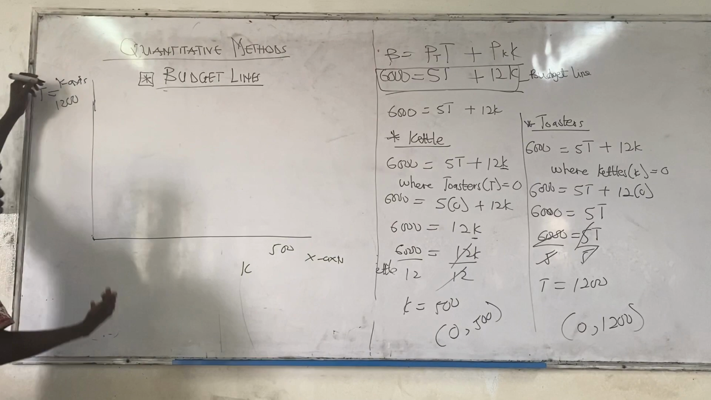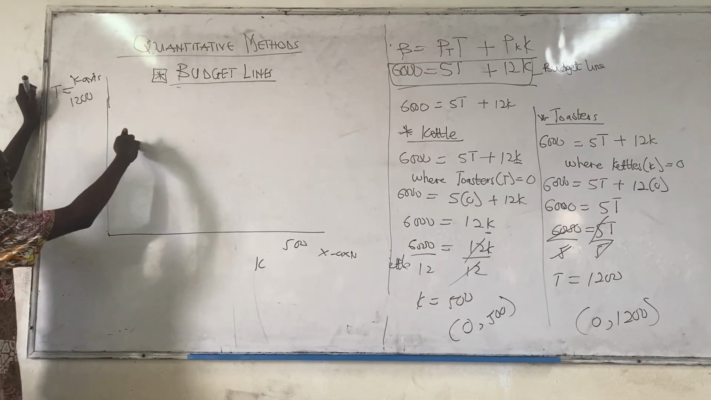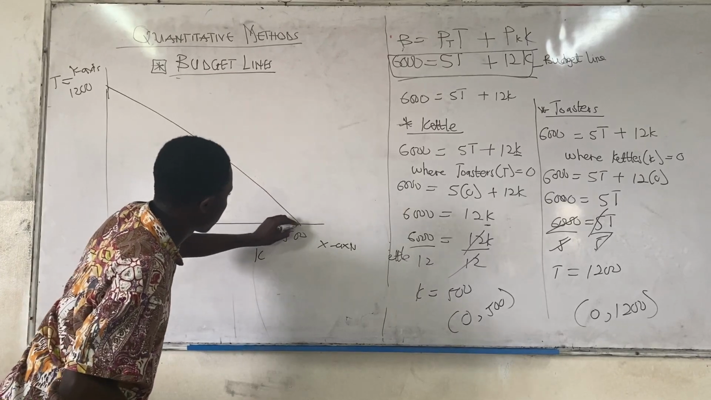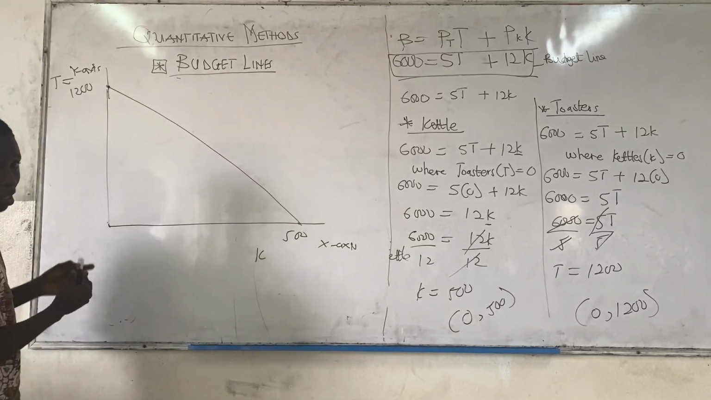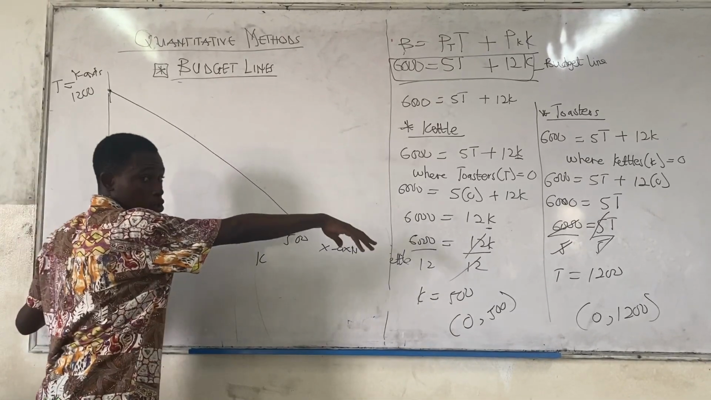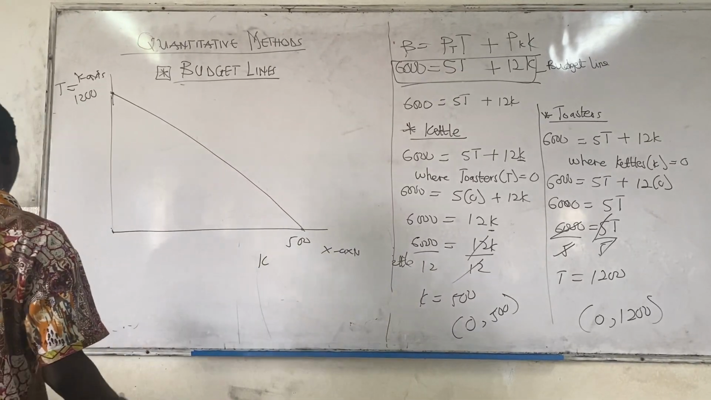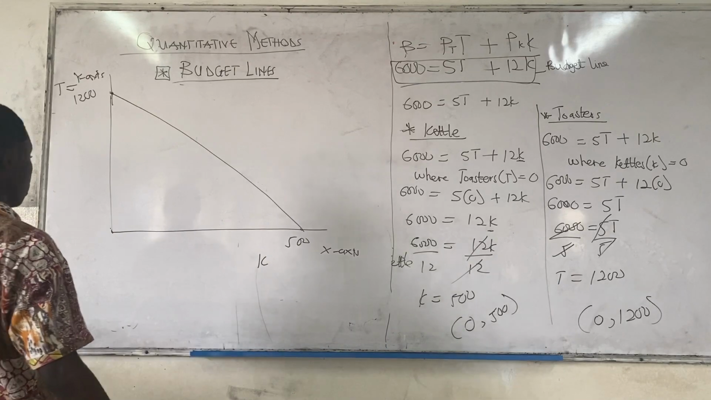So after you've gotten to this side, or after you've gotten them on the graph, you just join it to where the 500 goes. That's all for the question you just solved. That's all. So let's take a different question and let's see how we are going to go about it as well.